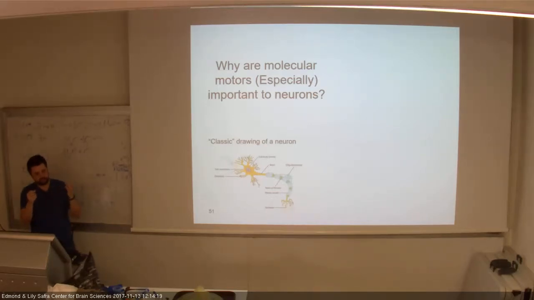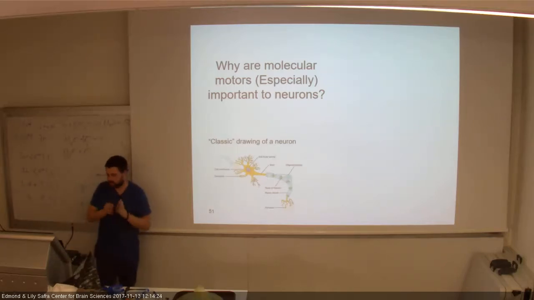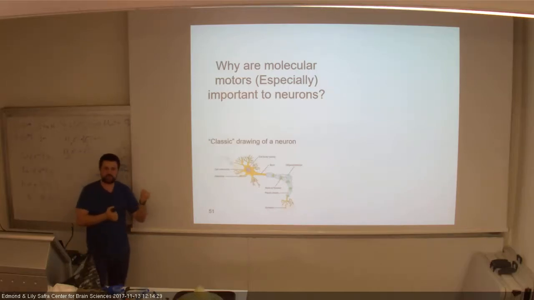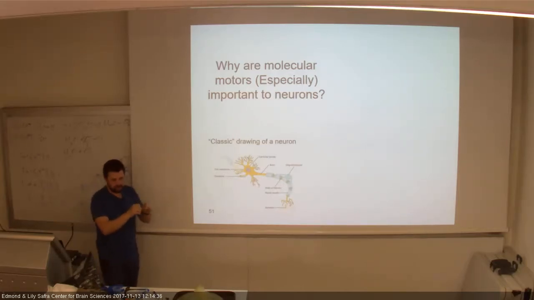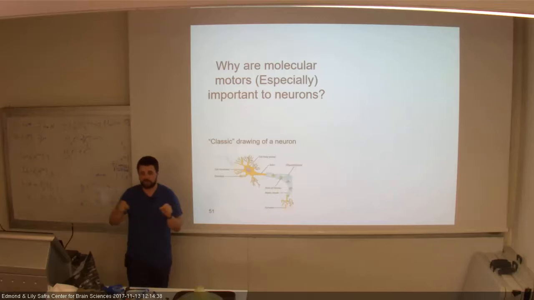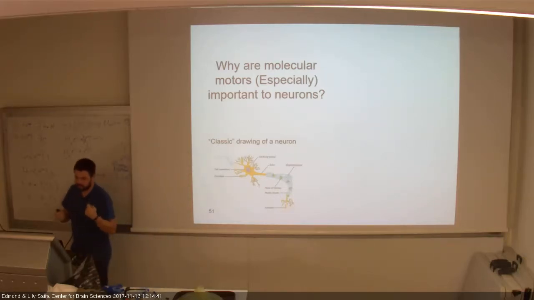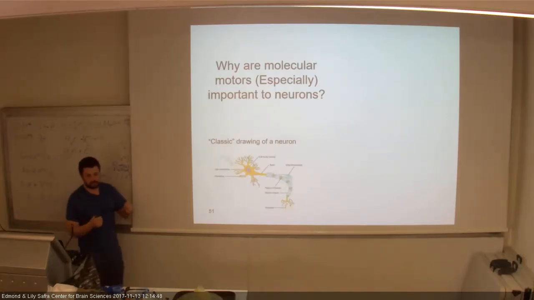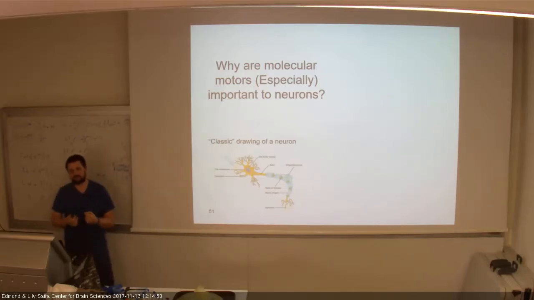I'm not saying that molecular motors are not important for them, they are, but in neurons you can imagine that these poor cargo proteins need to transport not just 4, 5, 6 microns, but sometimes distances of meters. For example, in the elephant or in our body, the longest neuron runs from the base of the spinal cord to the tip of our toe, and is 1 meter long. So this is one cell that is 1 meter long.